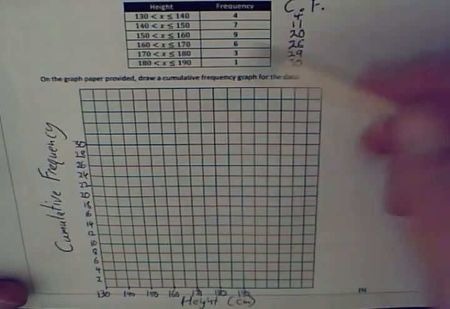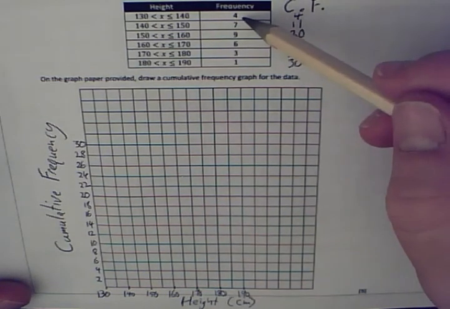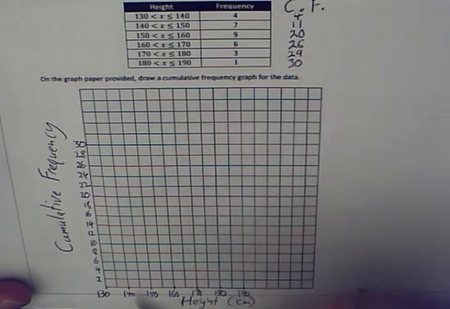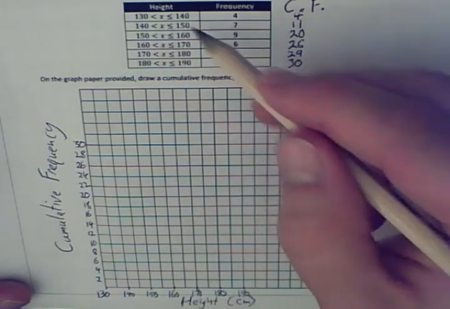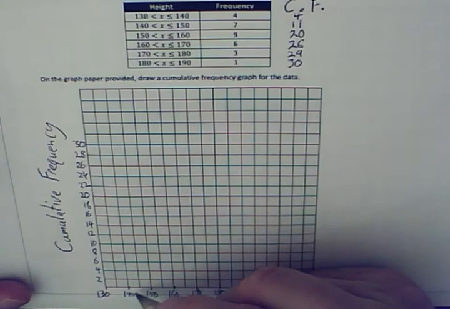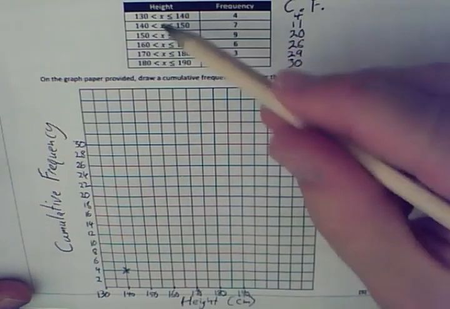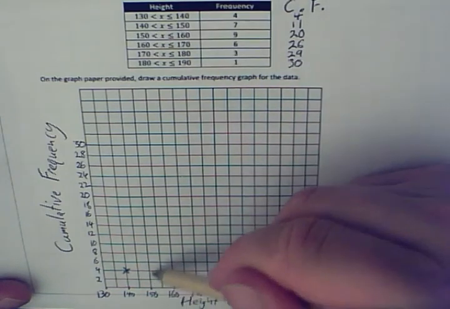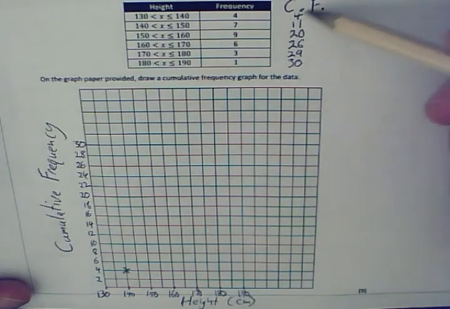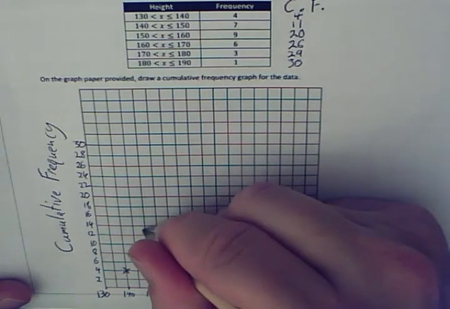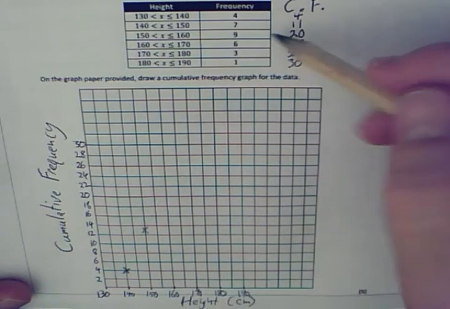I need to plot these points. Now, I hope you guys can remember I said if my cumulative frequency of 4 is for the 130 to 140 group, I'm going to plot that right at the end of that group. So 140 and 4, that's going to be plotted there. Okay, 140 to 150, that's going to be plotted at 150. And I'm not going to plot 7 on mine, I'm going to plot the cumulative frequency of 11. So 150 and 11. Okay, next one, 160 is the top end of the next group, and 20.